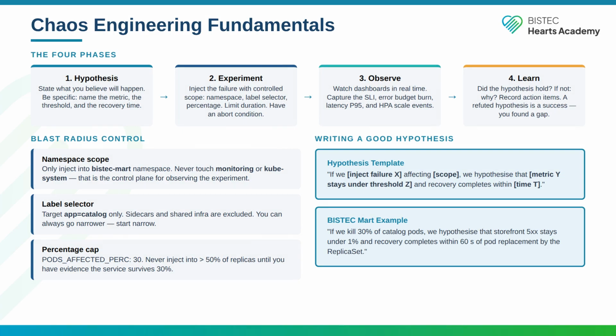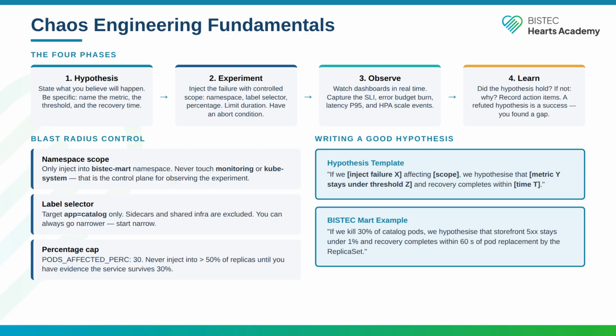Chaos engineering has a branding problem. The word chaos implies randomness, which implies irresponsibility. The reality is the opposite. Chaos engineering is the most rigorous form of reliability testing precisely because it forces you to write down what you believe before you find out if it's true. The 4 phases are non-negotiable.